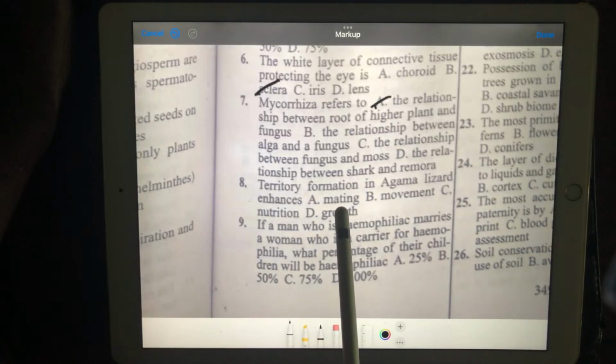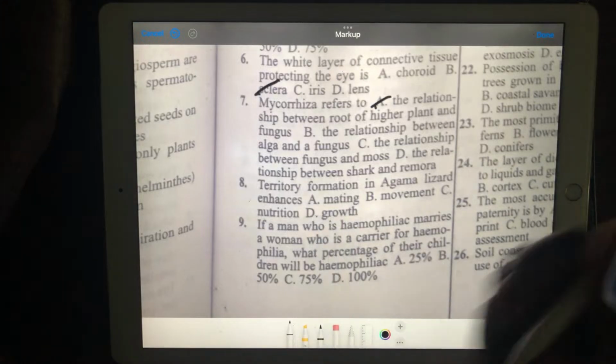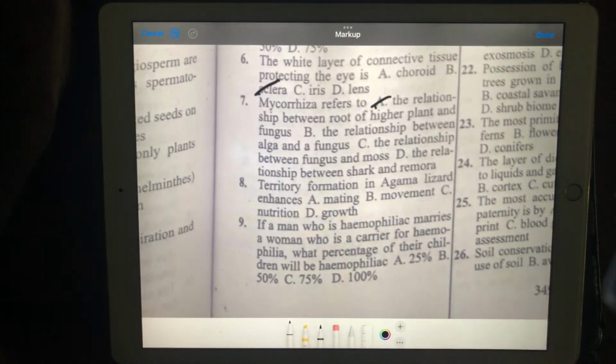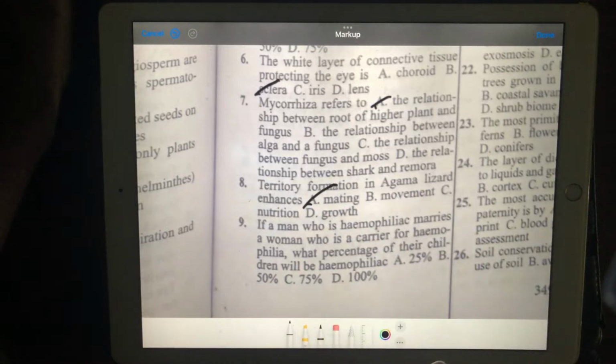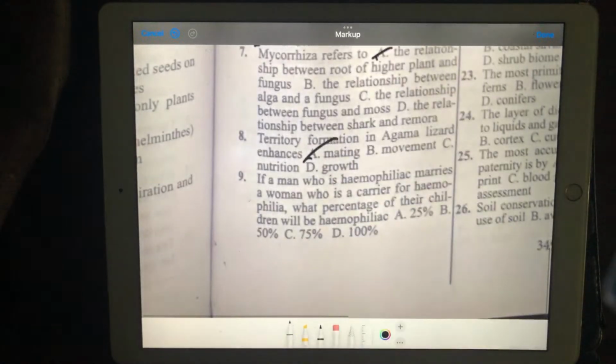So, how does it help? Looking at this, it doesn't help in movement, it doesn't help in nutrition, it doesn't help in growth. So, it helps in mating, making the male available, controlling the females.